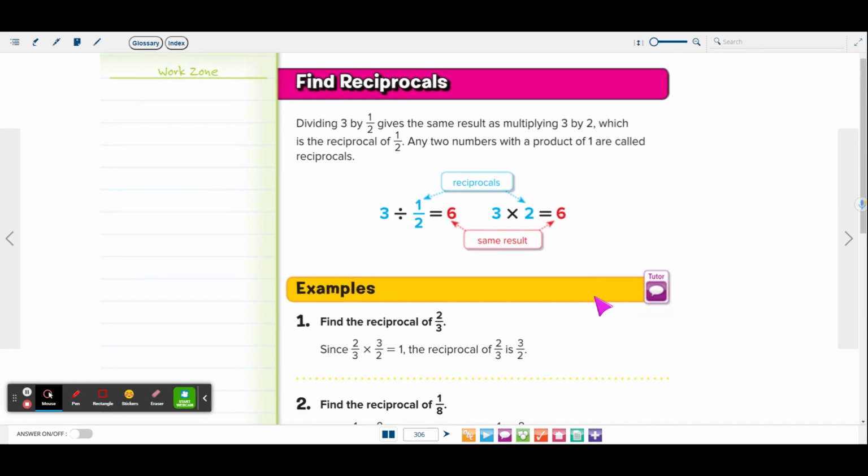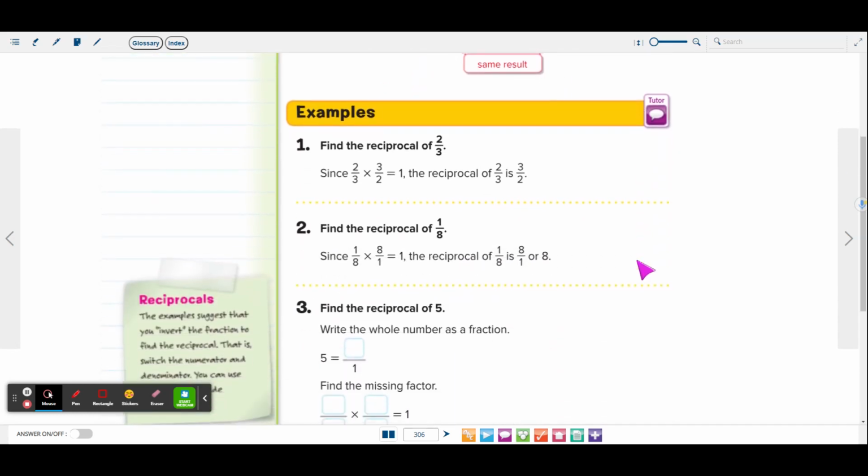Okay, so finding reciprocals, dividing 3 by 1/2 gives the same result as multiplying 3 by 2. And we've talked about that before, how if you're cutting something in half, you're splitting it into 2 parts. So that would be the same thing as multiplying by 2. And that's because the reciprocal of 1/2 is 2/1. Any two numbers with a product of 1, again, are reciprocals. So 3 divided by 1/2, if we do the inverse and multiply by the inverse, or the reciprocal, that would be 3 times 2 is 6.